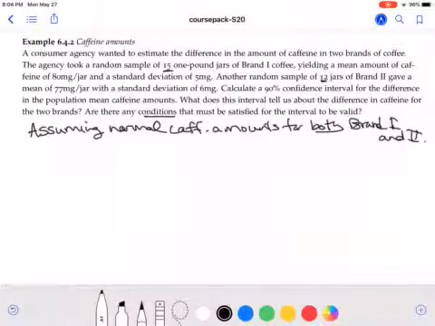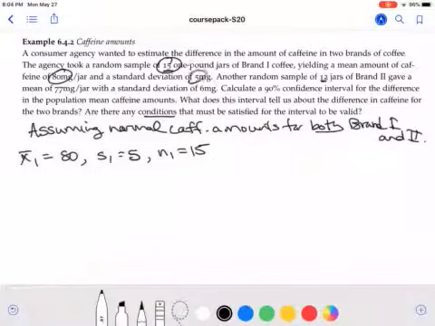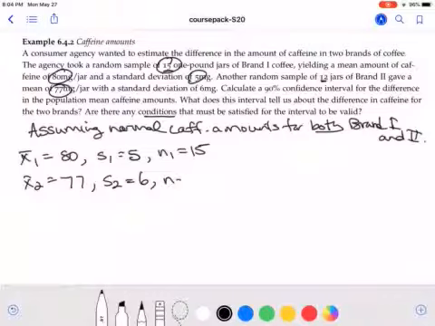Okay, so our summary statistics that we're given here for the first group is we have a mean of 80, a standard deviation of 5, and that was based off a sample of 15. So we have the 15 here, 80, and 5. Our second group had a mean of 77, a standard deviation of 6, and that was based off a sample of 12. So here's our 12 and our 6. And then when we're doing a 90% interval, what we do need to do is go to StatKey and look up our t-value.